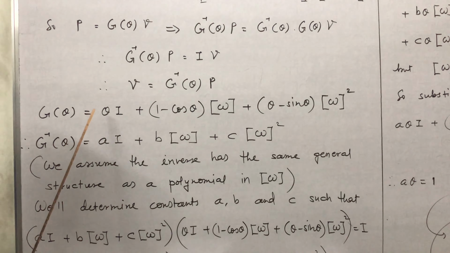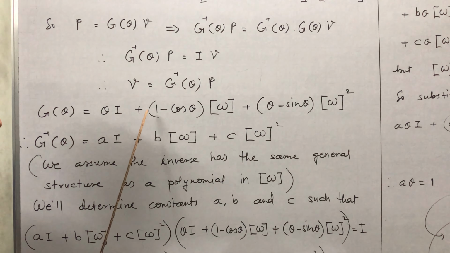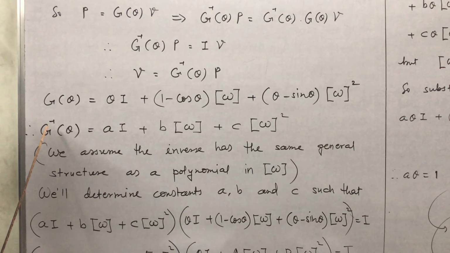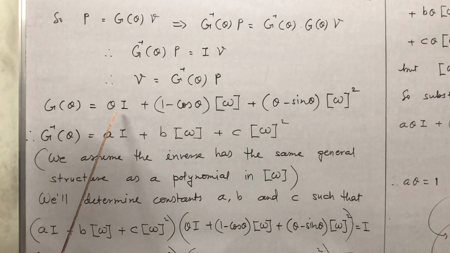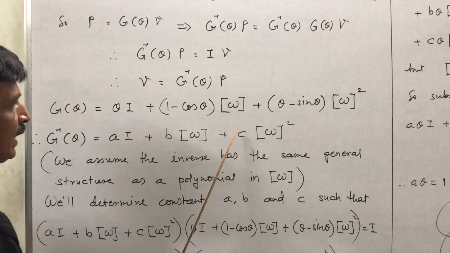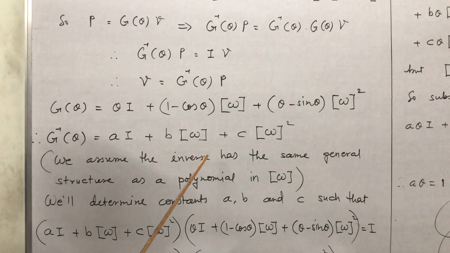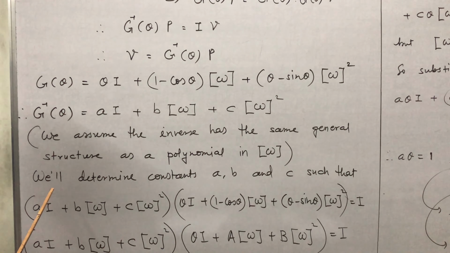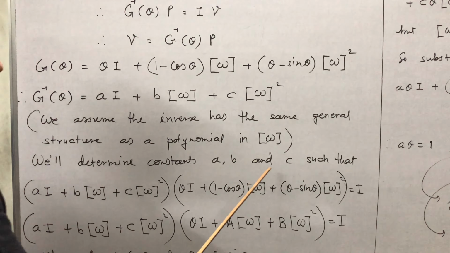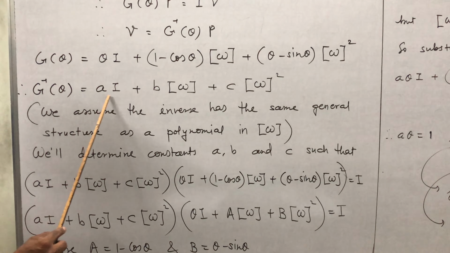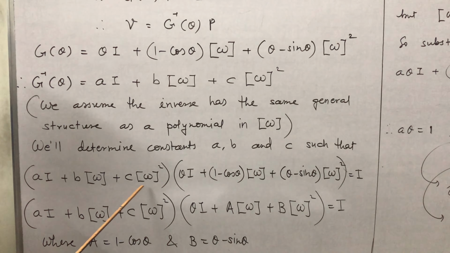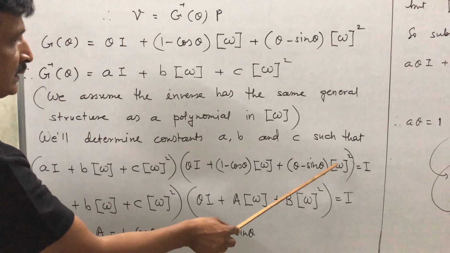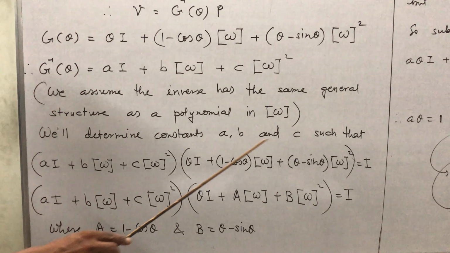What is g of theta? G of theta is theta into I, we have studied, plus 1 minus cos theta into omega plus theta minus sin theta into omega square. Therefore g inverse of theta, we can suppose a I plus b omega plus c omega square. We assume the inverse has the same general structure as a polynomial in omega, so we can suppose this way. So we will determine constants a, b and c such that g inverse of theta, this is a I plus b omega plus c omega square, into g of theta, that is theta I plus this, equals I, the identity matrix.